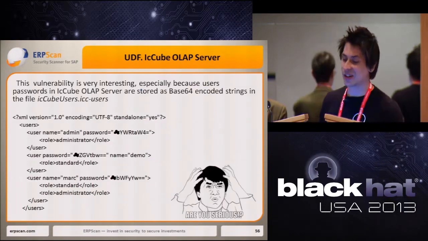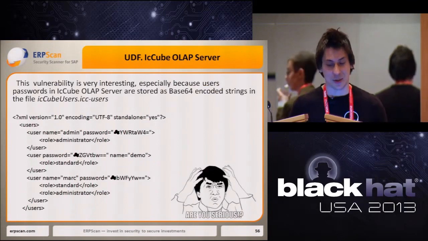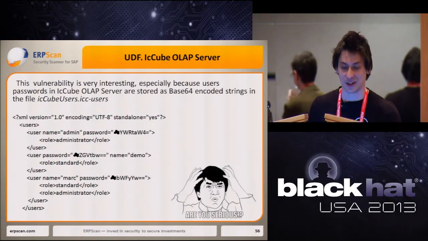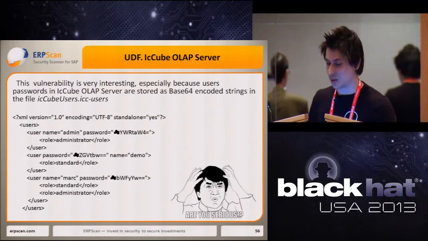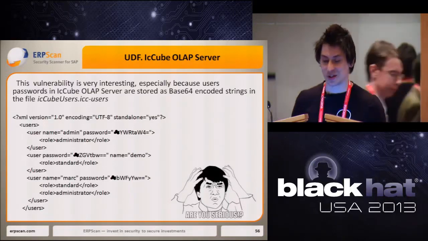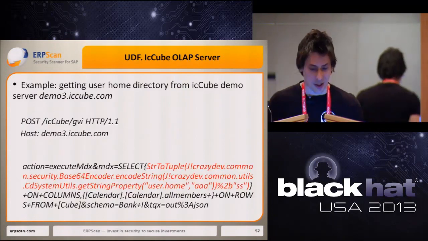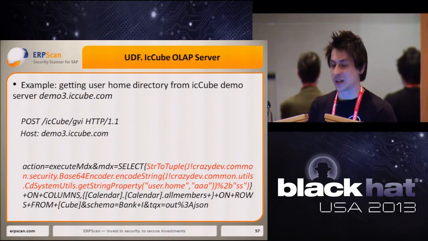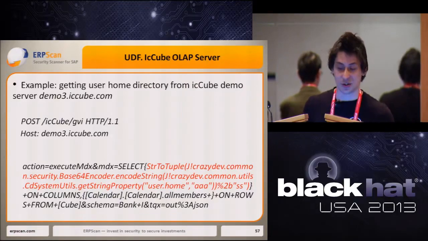This vulnerability is very interesting, especially because user passwords in the ICQ OLAP server are stored as a base64 encoded string in the configuration file ICQ users. It is year 2013, and applications still store passwords in plain text. It's abnormal. Just before Black Hat, ICQ shut down those methods, but the mechanism of calling those functions is flawed by nature and can be successfully exploited with the help of other critical methods.